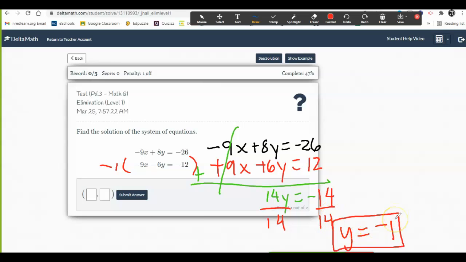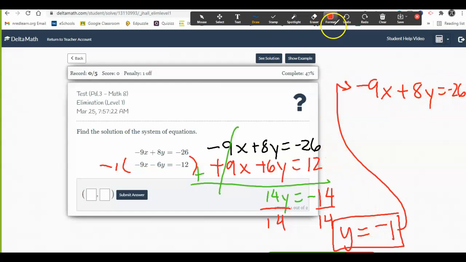Now remember, a system always has two answers because it's a point. So I need to find out what the x number is. So I take this y value, and I plug it into either one of these equations. I'll use the top one just because it's there. So I'm going to erase and replace one of these letters. I'm going to erase, on purpose, this letter. So I'm erasing the letter y, and I am replacing it with negative 1.